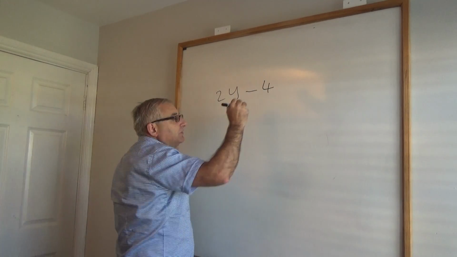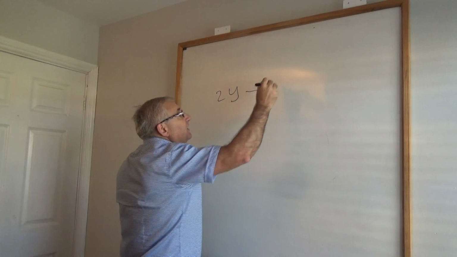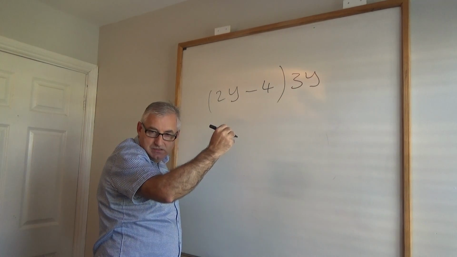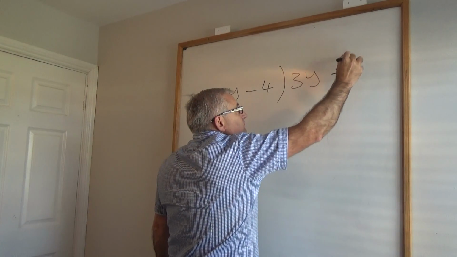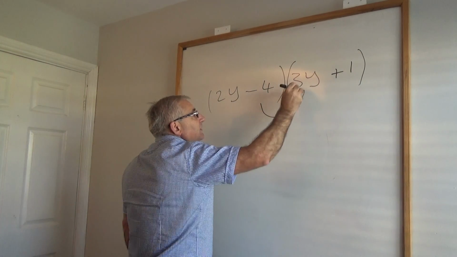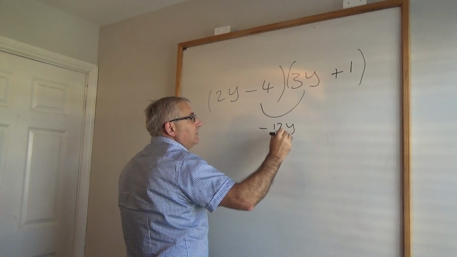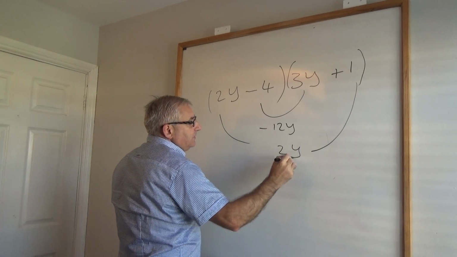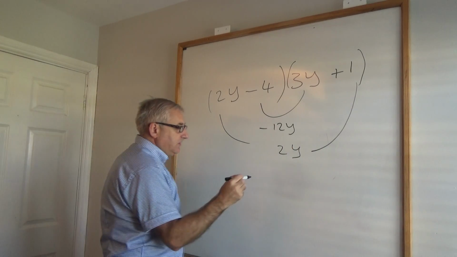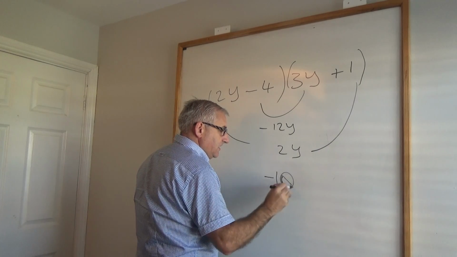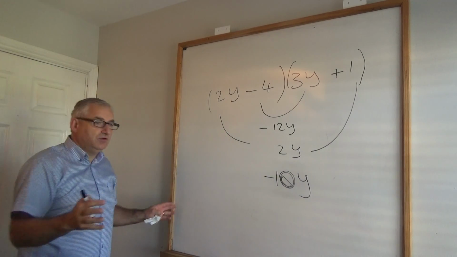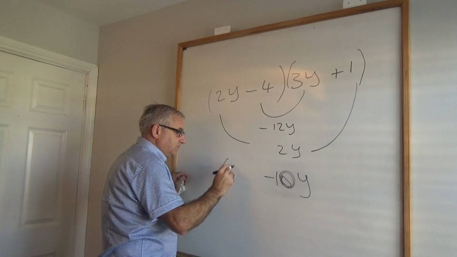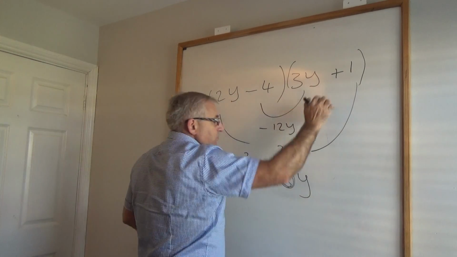2y minus 4 multiplied by 3y plus 1. Okay, inner rainbow minus 12y. Outer rainbow is 2y. Okay, in total we're getting minus 10y for the middle. The middle is the only tricky bit. The rest is just very straightforward. 2y by 3y is 6y squared. Minus 4 by 1 is minus 4.